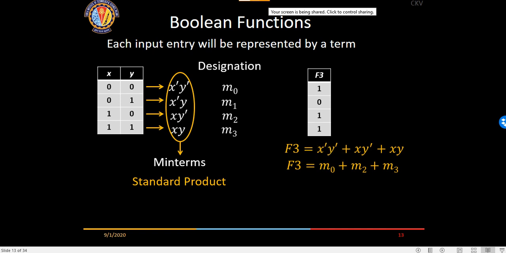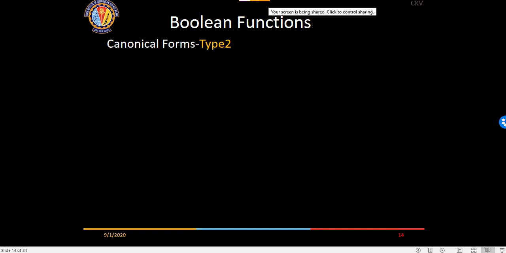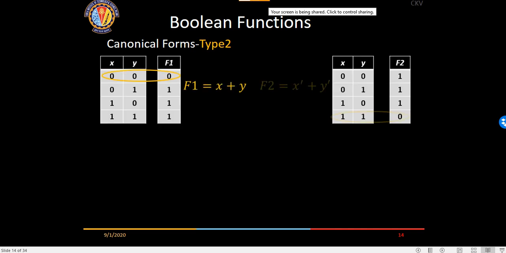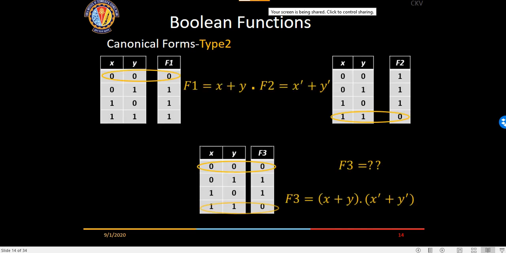Yes, sir. Okay, now anybody has got any doubt on min term? What is min term? Anybody? Is it clear to all of you? Okay. So now the other important aspect is max term. Now we'll go to that slide.